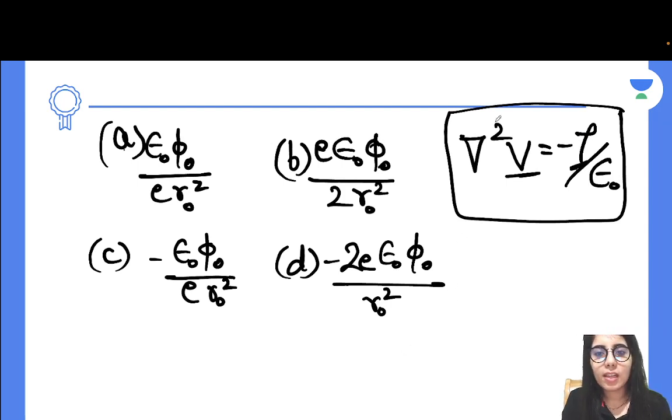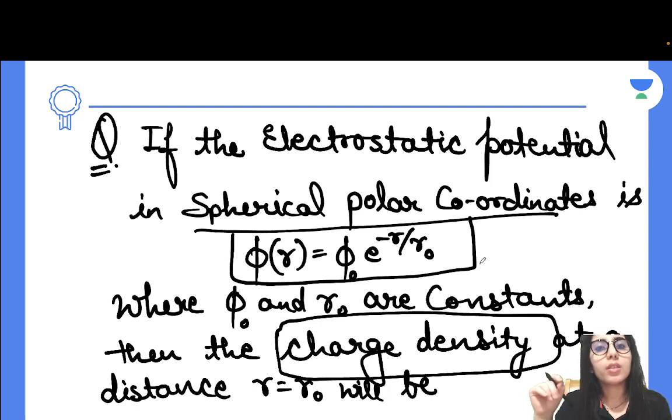And guys, the Laplacian which is here, you have to consider its value in terms of spherical polar coordinates. So that means you will have to just consider the terms from that Laplacian part which will have the differential with respect to r. Why? Because you can see here you don't have any other coordinate. It is just a function of r.